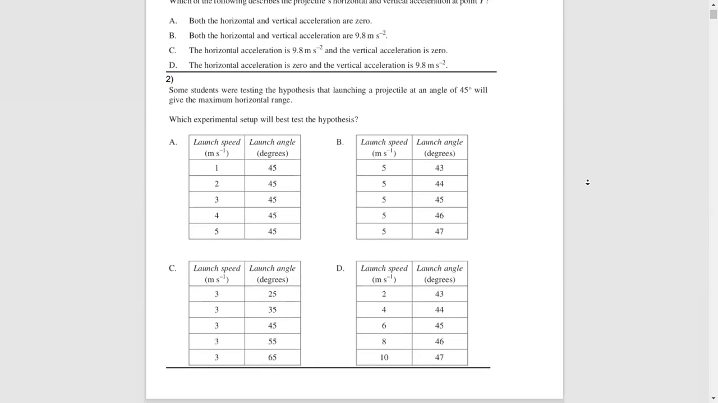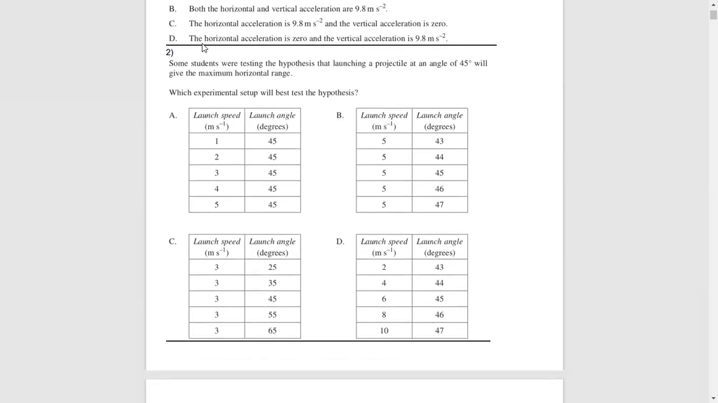Question 2, testing a hypothesis for maximum range. This is more a question of experimental setup. You want to test the hypothesis about the angle of projection versus range. So of course, you should be looking at a launch speed that is constant, because that's a control variable, and then you vary the angle. If the launch speed varies, it's not good. This one has a launch speed of 3 and varying angles. This one has a launch speed of 1 to 5, so that's not suitable.